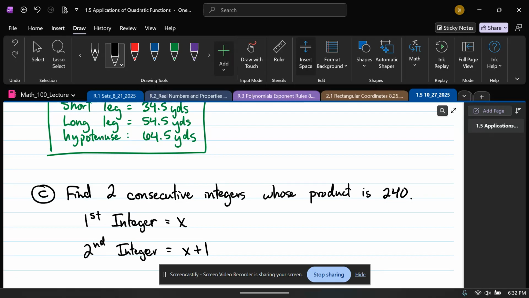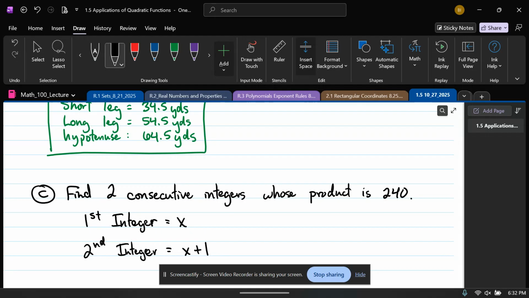So like if the first one was a 7, the second one would be 8, right? Because that's consecutive. If the first one was 22, the second one would be 23. That's consecutive integers, okay? So consecutive integers, x and x plus 1. If they said consecutive odd integers, it'd be x and x plus 2, because consecutive odd ones skip 1. You'd have to have the x plus 2, okay?